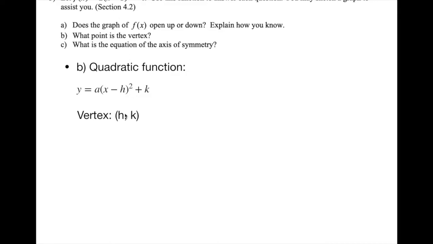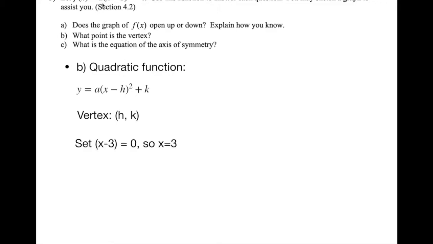For the vertex of the quadratic function, if still given in this format, it will be h, k. Someone may get confused about whether it is x equal to minus h or h, so let's just calculate from the very beginning. How to get the vertex point.